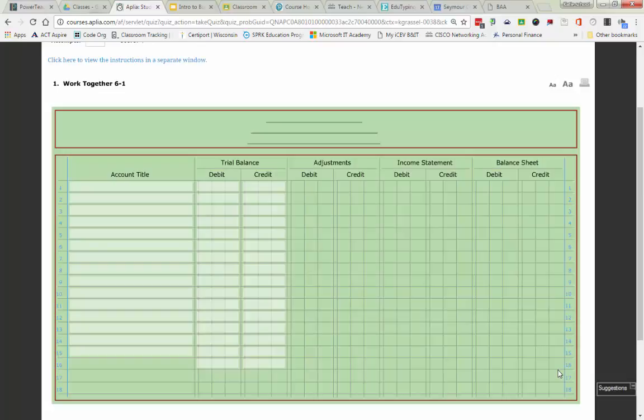And then we have this column right here. We have 4 sets of columns on our worksheets. The first one we have is our trial balance. Then we have our adjustments. Then we have income statement and a balance sheet. Okay? It's important that you understand the purpose of each column. Today I'm going to be going through and teaching you the purpose of a trial balance.